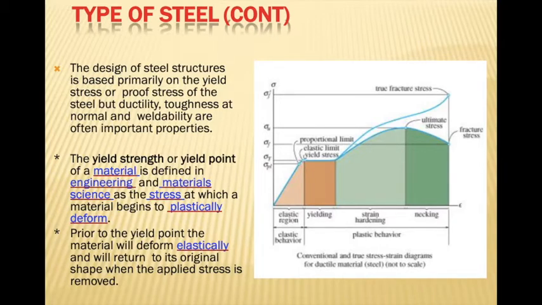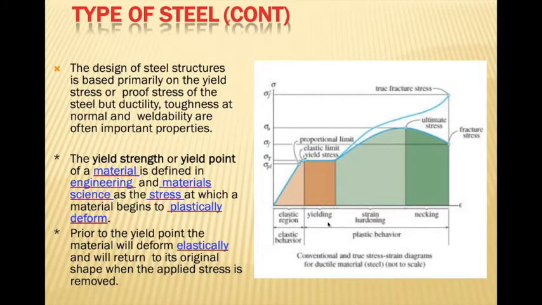Similarly, steel can be pulled out, and when the force is released, it will go back to its original length. That is the elastic region. When we talk about yield strength, it is the point where the material exceeds this elastic region, and it will start to yield.